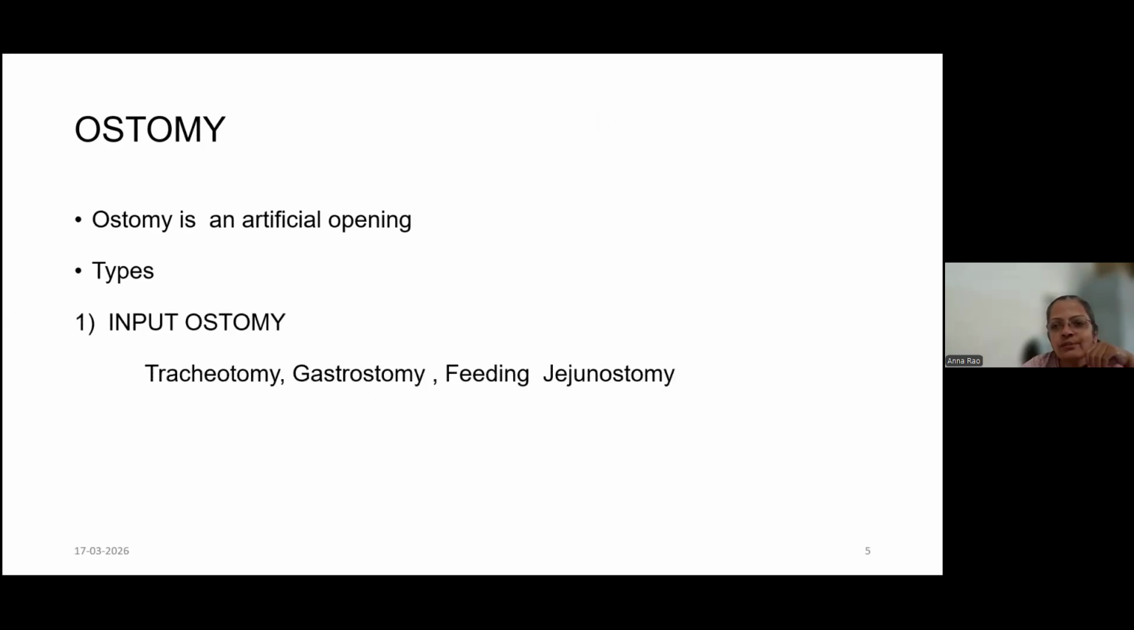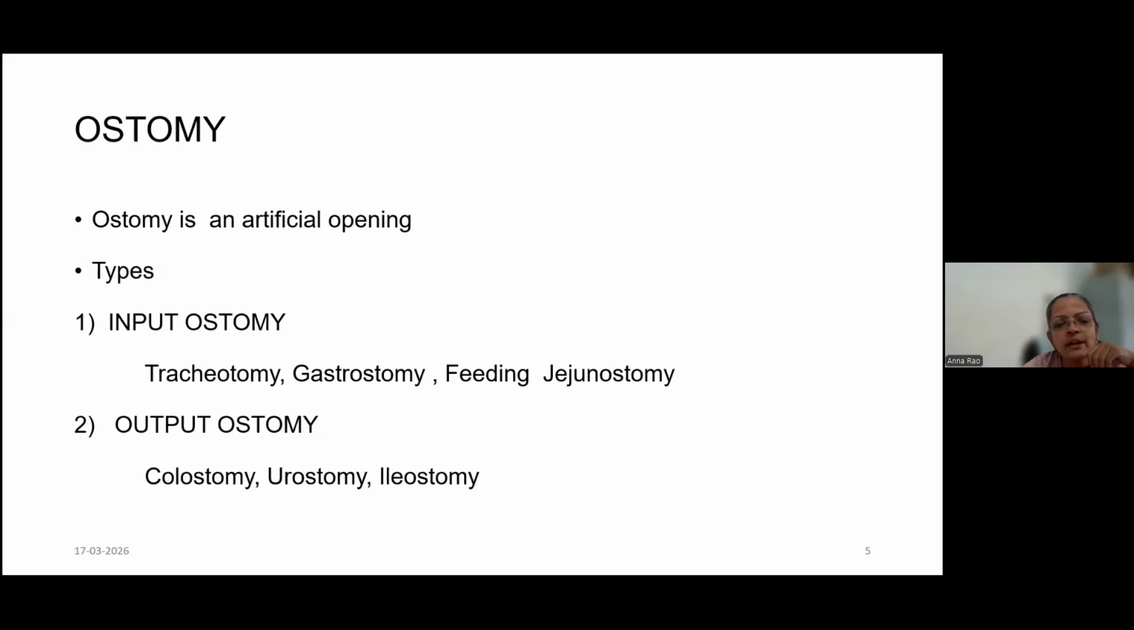Here are some examples of input ostomy: tracheostomy, gastrostomy, feeding jejunostomy. And we as nurses are liable to take care of these things, right? Also, because the patients are not going to stay always with us in the hospital, they will like to stay at home. So home-based care, how to give it, and how the relatives can help in patient care. We need to teach not only the patients, but also the caretakers.